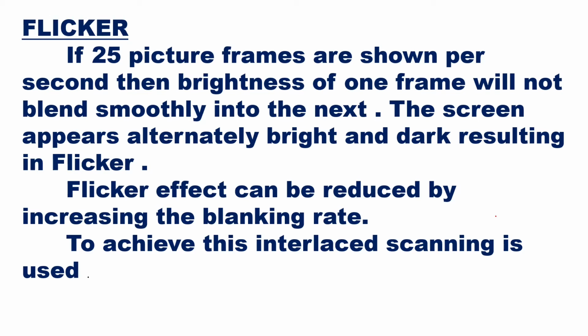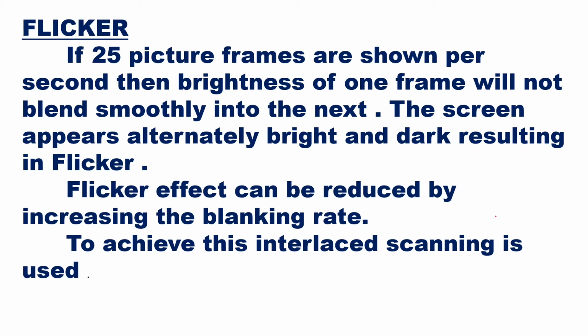Now, if our 25 picture frames are shown per second, then the brightness of one frame will not blend smoothly into the next. The screen appears alternately bright and dark, resulting in flicker. The flicker effect can be reduced by increasing the blanking rate, and to achieve this, interlaced scanning is used. Okay. So this is what flicker is.